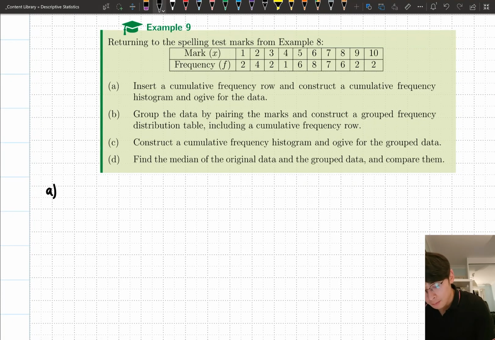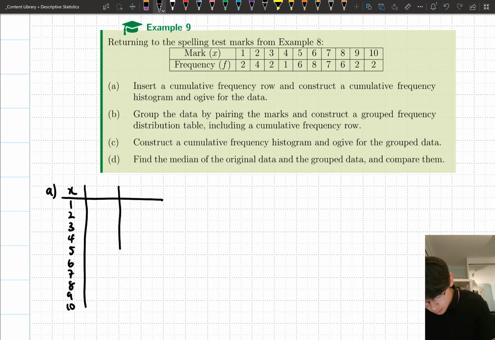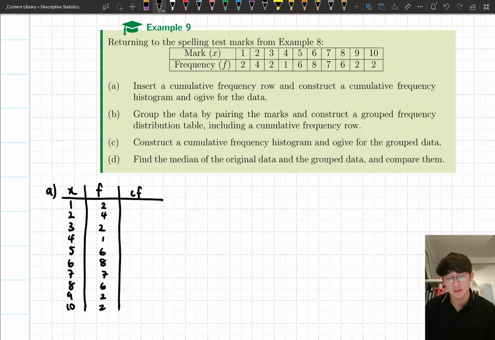So for A, we've got our marks. Here I've got my marks 1, 2, 3, 4, 5, 6, 7, 8, 9, 10. Those are all my scores. And they've given us the frequency, so that's 2, 4, 2, 1, 6, 8, 7, 6, 2, 2. All we want to do is add on our cumulative frequency column. I start with my first frequency, 2, and I keep adding on all the frequencies after that.